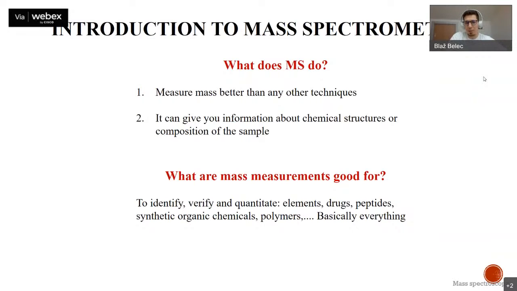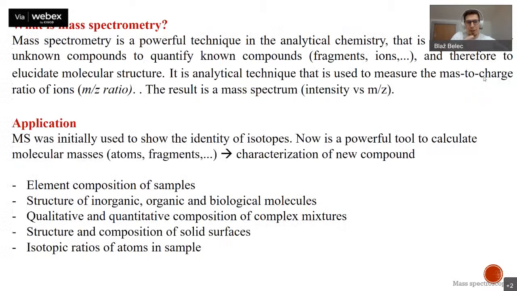So with mass spectroscopy, we can identify and quantitatively detect elements, drugs, peptides, synthetic organic chemicals, polymers, basically every material. Mass spectroscopy is a very powerful technique in analytical chemistry that is used to identify unknown compounds and to quantify known compounds. I will present a little bit later how it works.